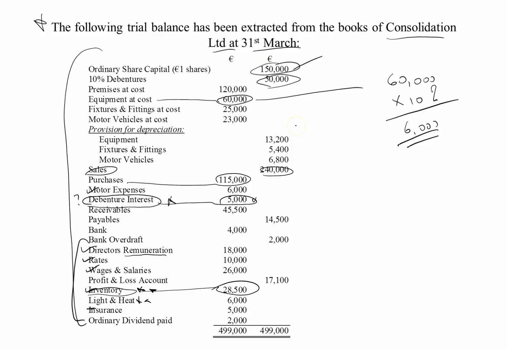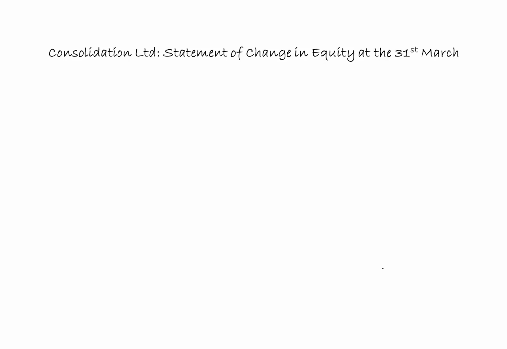So I'm going to use that figure. And we don't have anything of preference shares. We don't have any revaluation reserves or general reserves. We do have the profit and loss account there. So they're the two figures that I need. I need my ordinary share capital and I need my profit and loss account. So I'll go and set up my statement of change in equity.